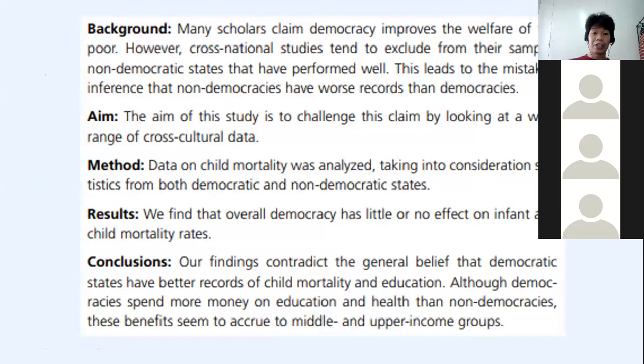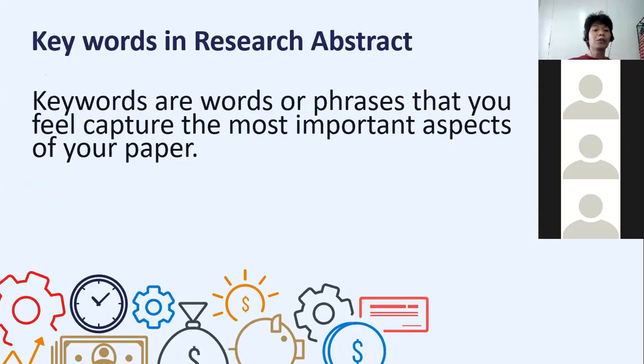This is another example of a research abstract. Then, keywords in a research abstract. Keywords are words or phrases that you feel capture the most important aspects of your paper. That's what I've mentioned earlier. Keywords are very important in writing a research abstract since they represent the most prominently used words in your paper, meaning they present the notions or ideas that will give your readers what your study is all about.